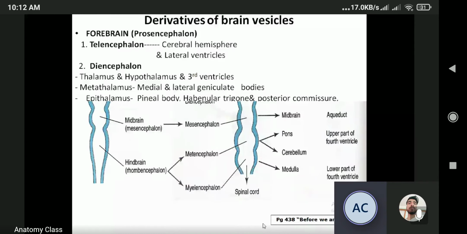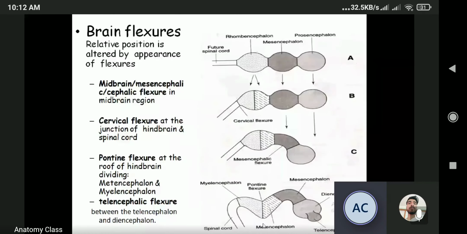Now the brain flexures. What are the flexures of the brain? You have to look at this: cervical, mesencephalic, and this is the pontine flexure. These are the three flexures. So the relative position is altered by the appearance of flexures. The mesencephalic flexure, or cephalic flexure, occurs in the midbrain region. Another flexure is called the cervical flexure, at the junction of the hindbrain and the spinal cord.